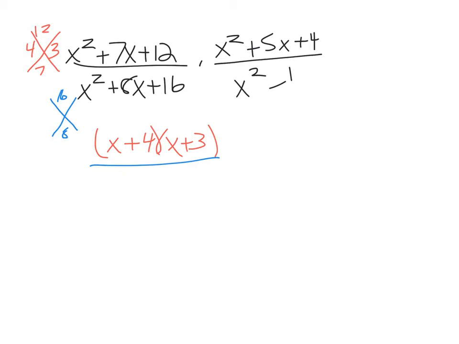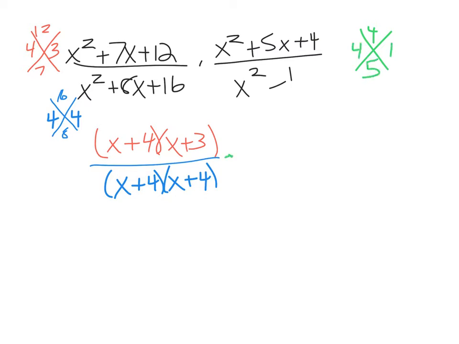Got ahead of myself there. 4 and 4. So x plus 4, x plus 4. Let's go to the next one. What two numbers multiply to 4 and add to 5, which is going to be 4 and 1? So x plus 4, x plus 1. And then that's going to be all over.